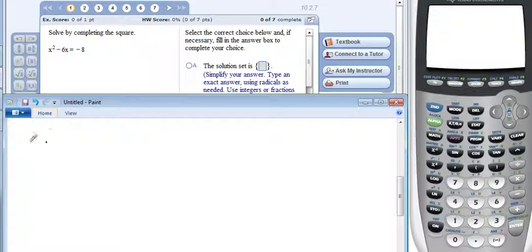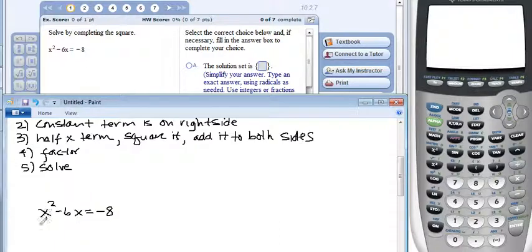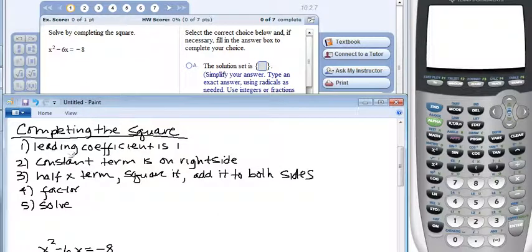So let's write down our first one. We have x squared minus 6x equals negative 8. Okay, so my first and second steps here are done because my leading coefficient on this one is a 1. Right? And my constant term already is on the right side. So I don't even have to do these first 2.